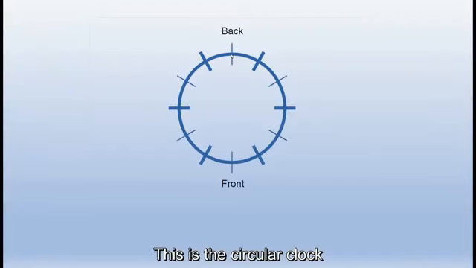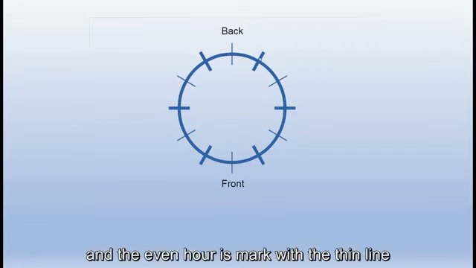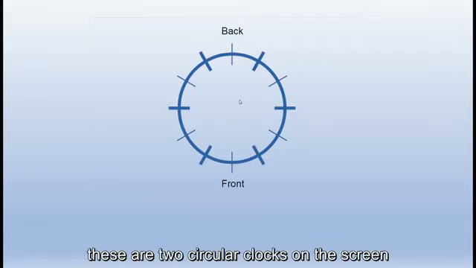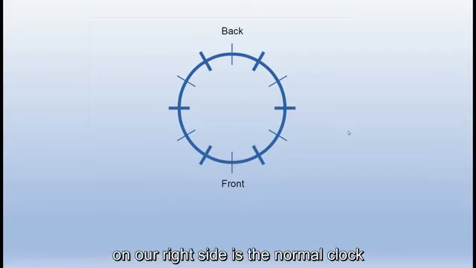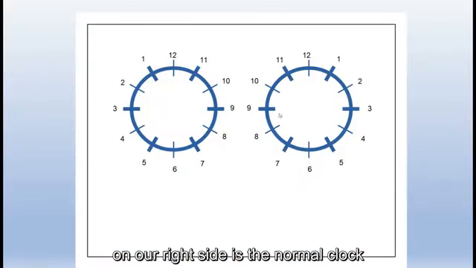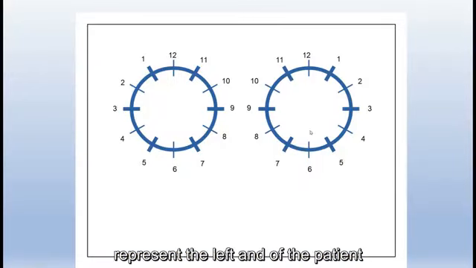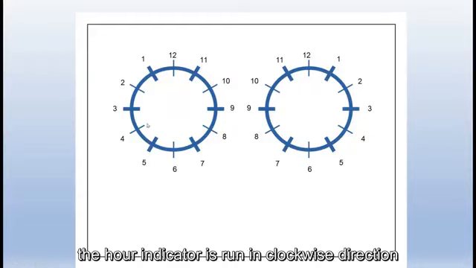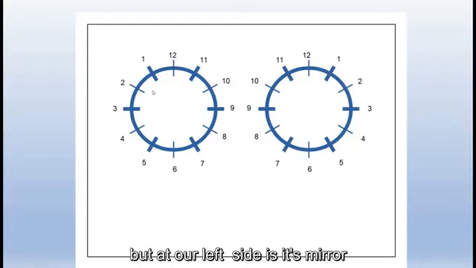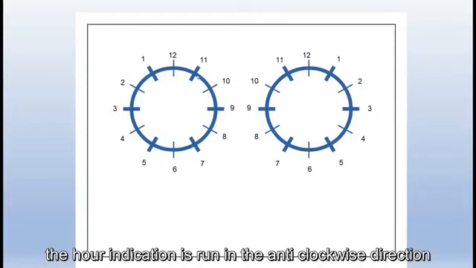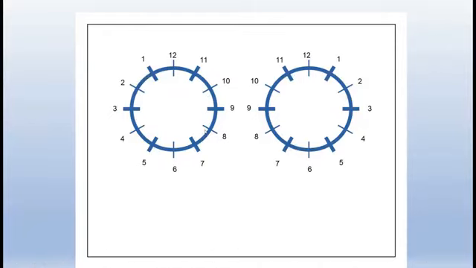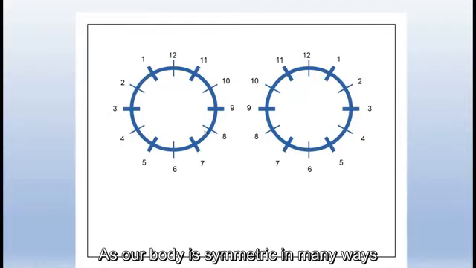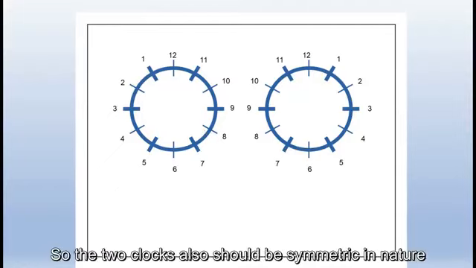Now, this is the circular clock. The odd hour is marked with a bold line, and the even hour is marked with a thin line. These are two circular clocks on the screen. On our right side is the normal clock, representing the left end of the patient. The hour indicator runs in a clockwise direction, but on our left side is its mirror. The hour indication runs in the anti-clockwise direction. This is important, as our body is symmetric in many ways, so the two clocks also should be symmetric in nature.